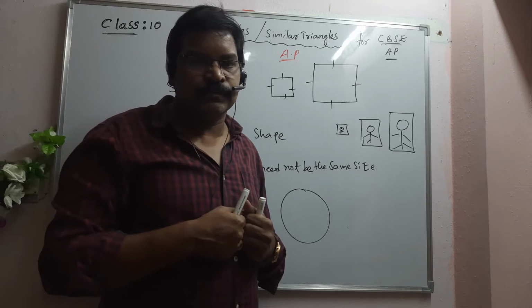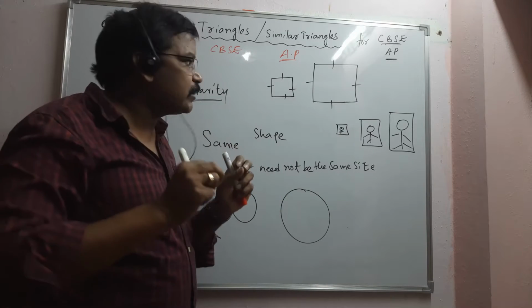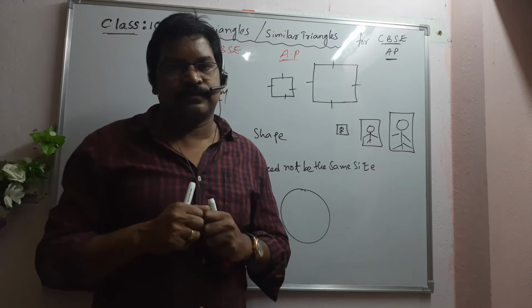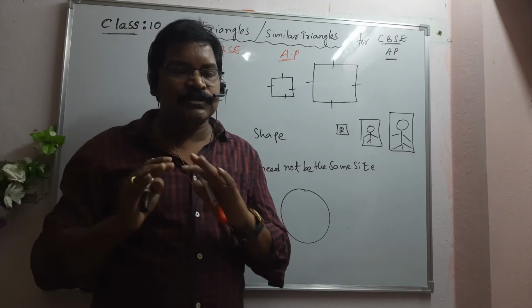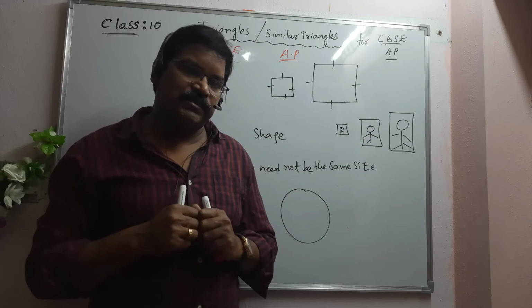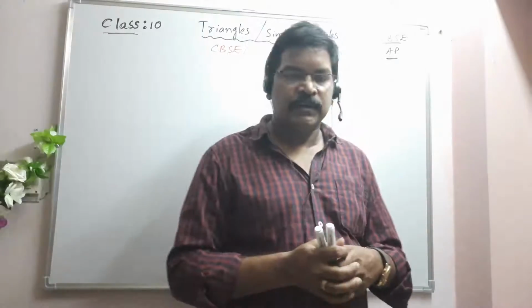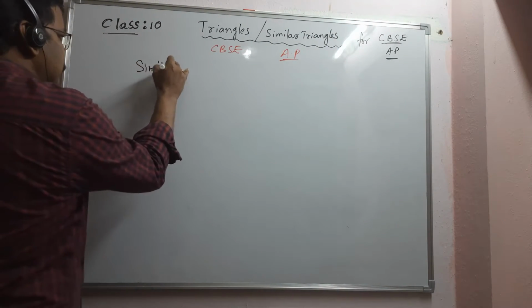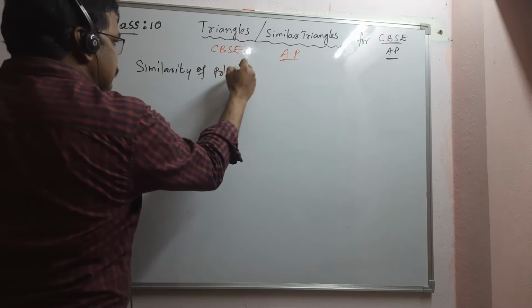Understand, students? So don't confuse, students. Similarity of triangles is a very easy chapter. Most of the students leave this chapter in the choice. So don't do like that. I will make it very easy. Coming to the similarity of polygons.